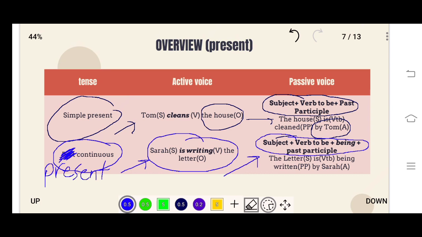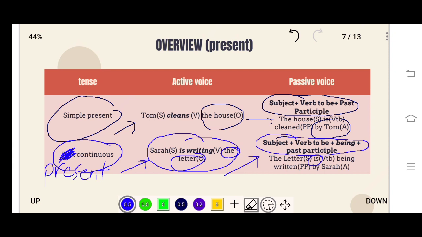Okay, the first one, which one is the subject in the active voice? The subject in the passive voice is the letter. Next is the verb to be. The letter is one thing, and we are in the present tense, so the verb to be is "is". The letter is.